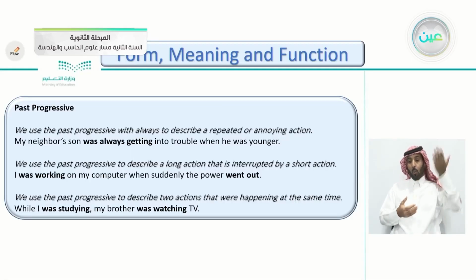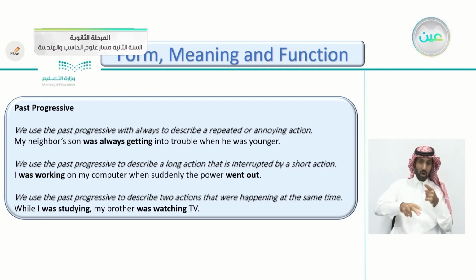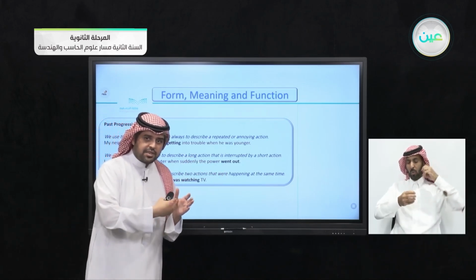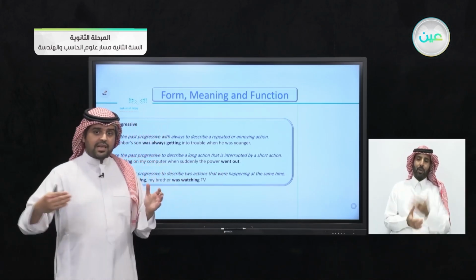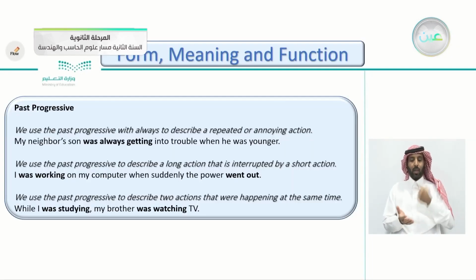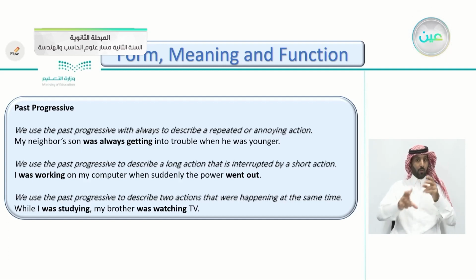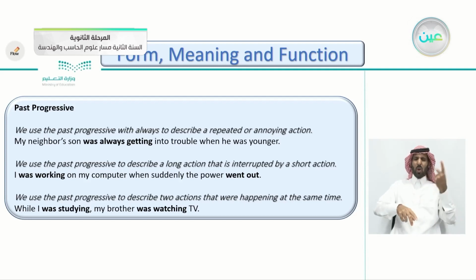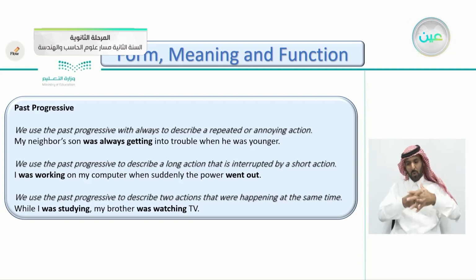I was working on my computer. This is the first action. I was working. And the power going out. This is the action that interrupted the past progressive. This is the action that interrupted me using my computer. Again, I was working on my computer when suddenly the power went out. So this is the use of the past progressive describing a long action, me using my computer for 1, 2, 3, 4 hours, interrupted by a short action, which was the power going out.